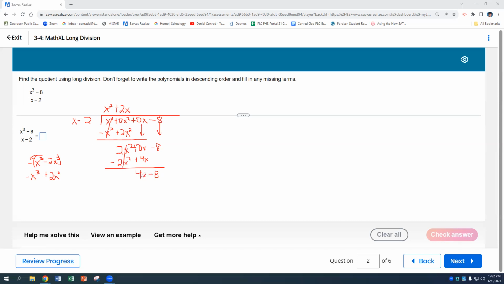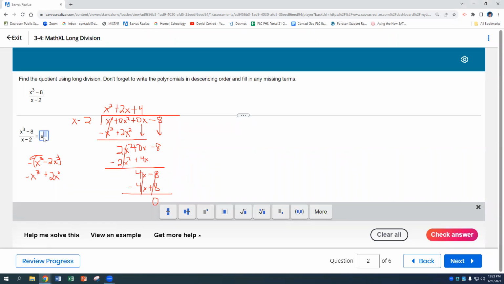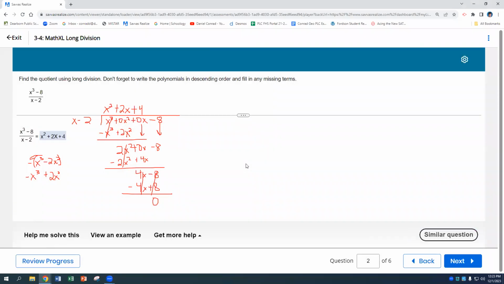All right, what times x is going to give us 4x? That's going to be plus 4. So 4 times x is 4x. 4 times negative 2 is negative 8. We're subtracting, so we switch the signs. And we're left with a remainder of 0. So our answer is just x squared plus 2x plus 4. Okay, there we go. Let's do 2 more.